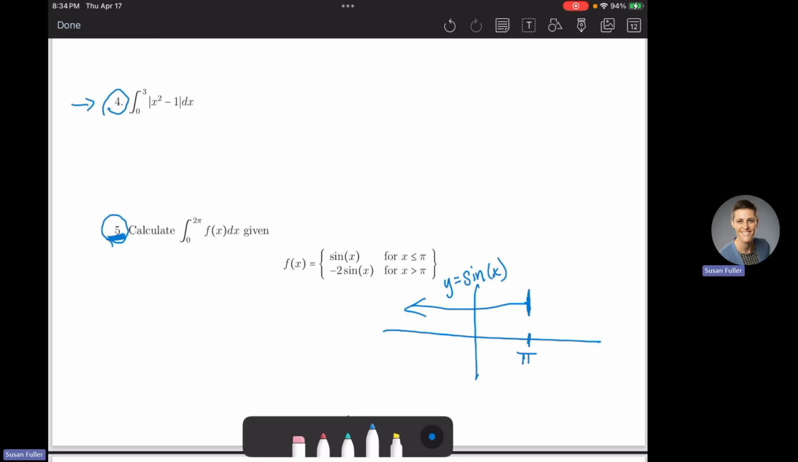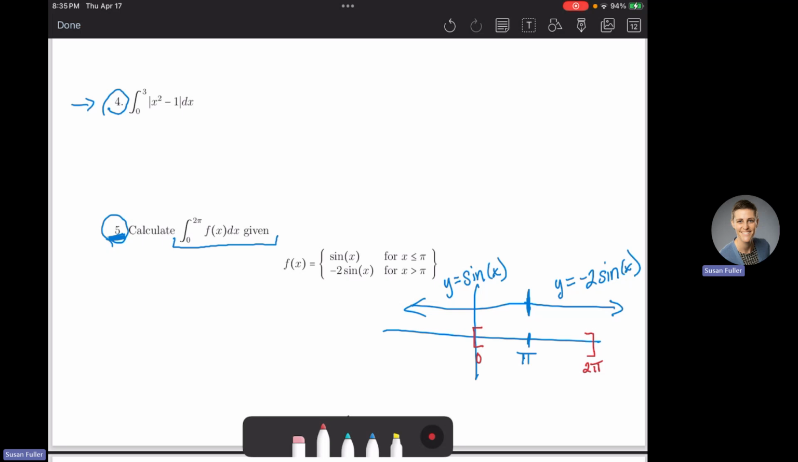And then anywhere to the right of pi, for any x values that are greater than pi, this function is going to look like y equals -2 times the sine of x. So if I'm finding the integral from 0 to 2 pi of this function, I'm finding the area between f of x and the x-axis from 0, which is over here, to 2 pi, which is over here.